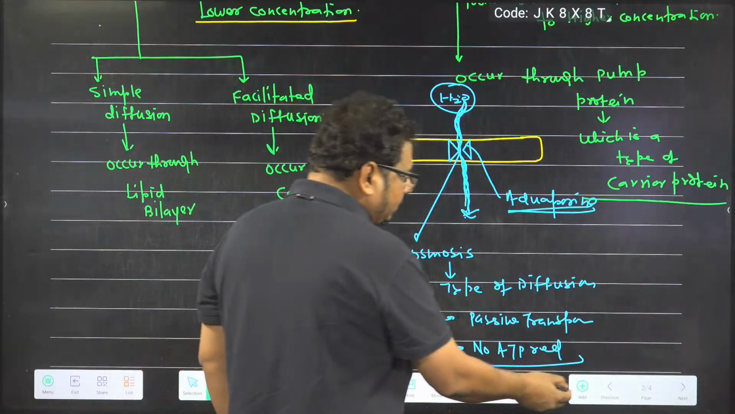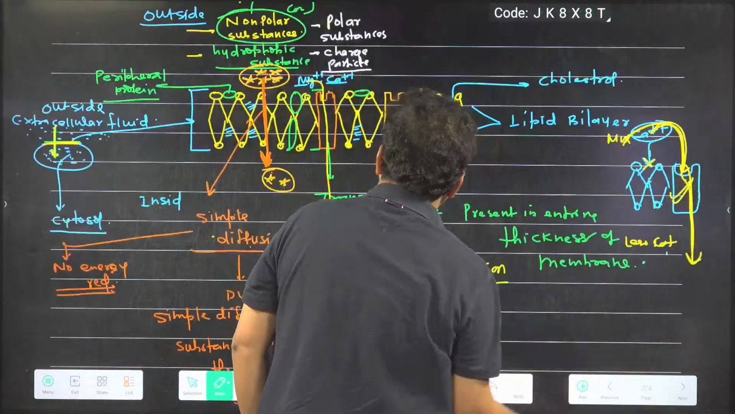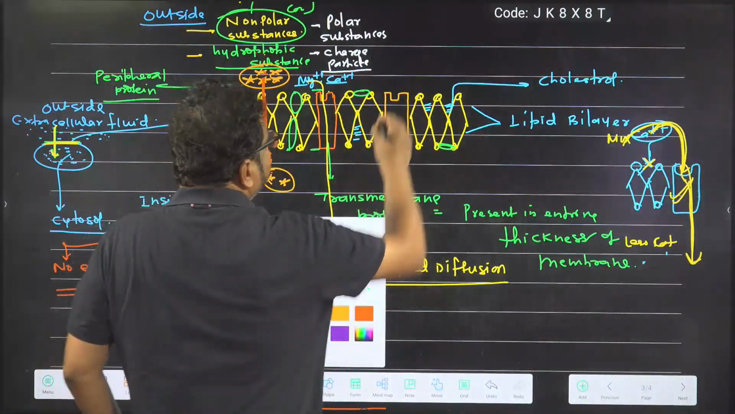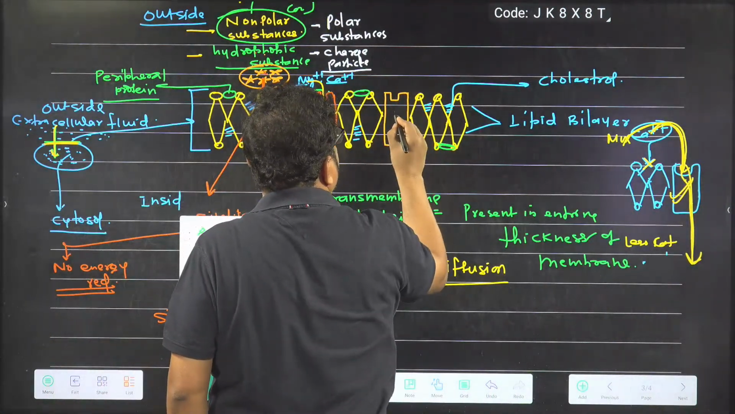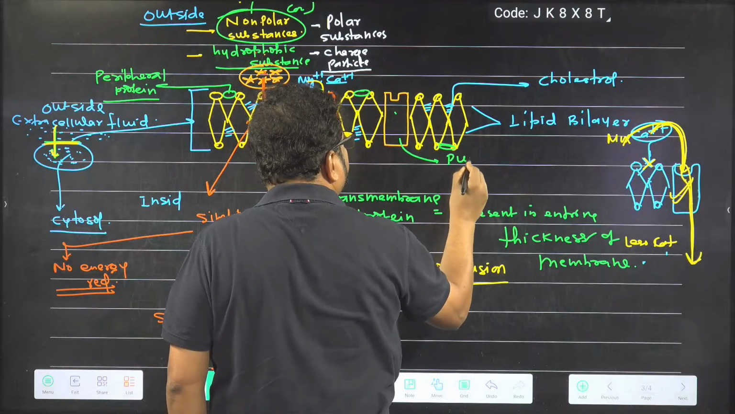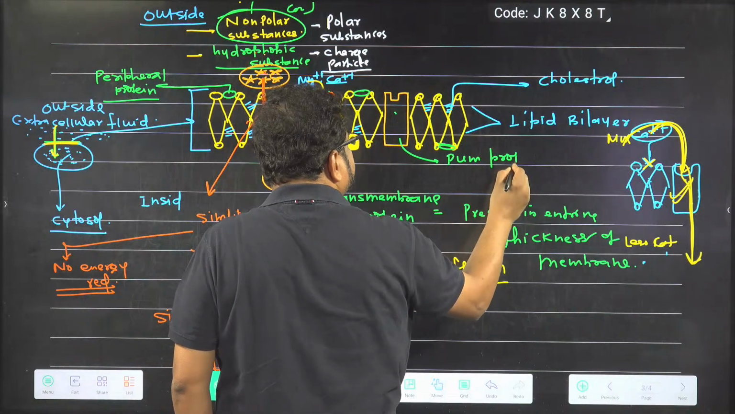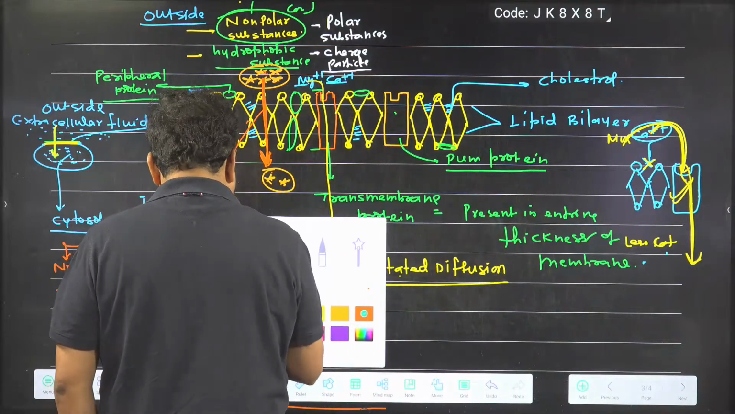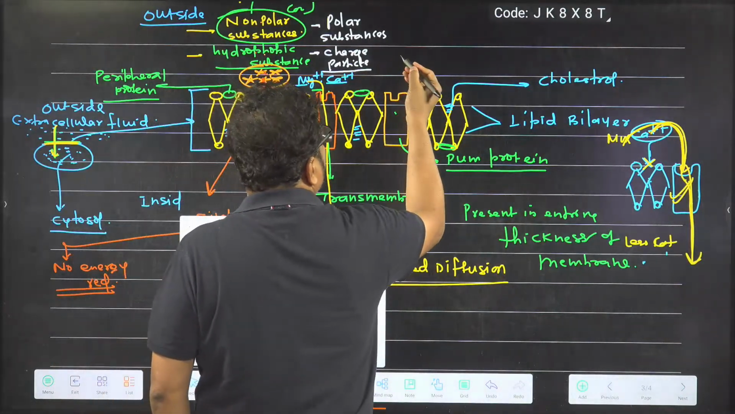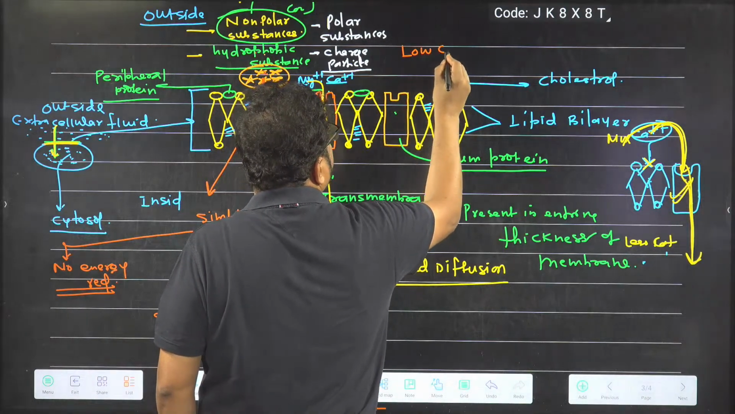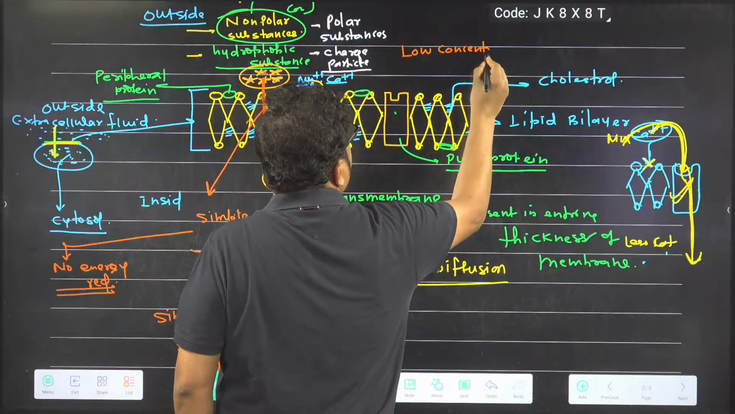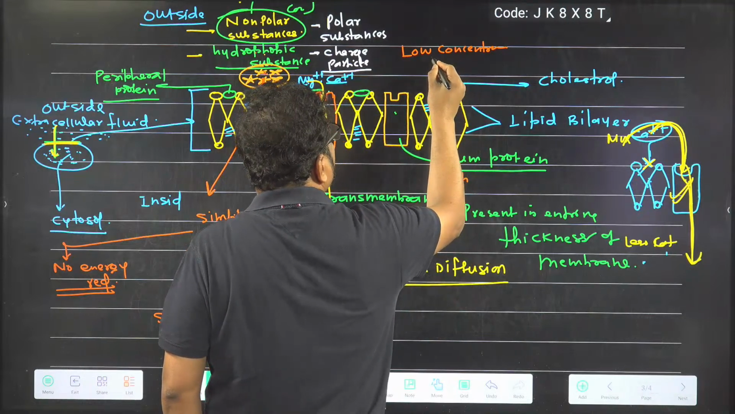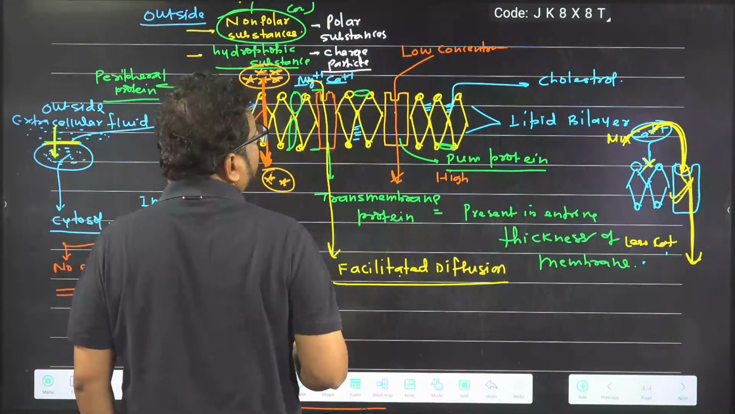Now I am telling you about active transport. Give your attention, the last one. Active transport is when anything moves against the gradient with the help of a carrier protein. This special protein is called a pump protein. A pump protein is a type of carrier protein, a type of transmembrane protein, and through it anything moves from low concentration to high concentration. Here it is opposite. Anything moving from low to high is called active transport.